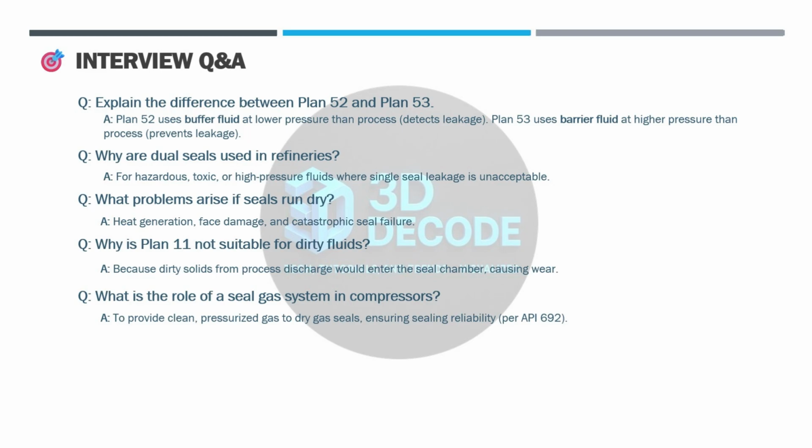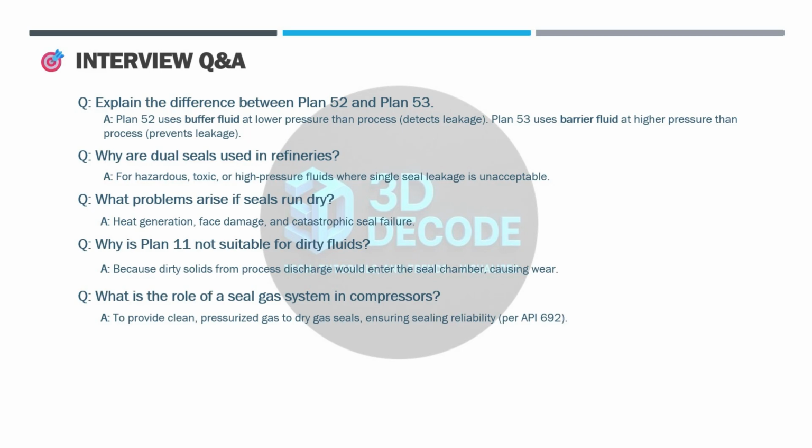A. To safely handle hazardous, toxic, or high-pressure fluids where single seal leakage is unacceptable. Q. What happens if seals run dry? A. Heat generation, face damage, and catastrophic failure. Q. Why is Plan 11 not suitable for dirty fluids? A. Because solids from discharge would enter the seal chamber and damage the faces.